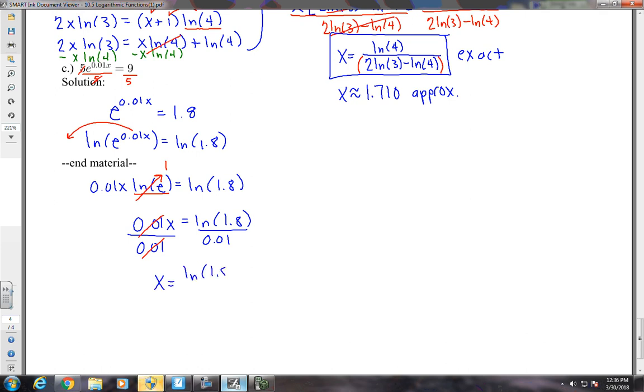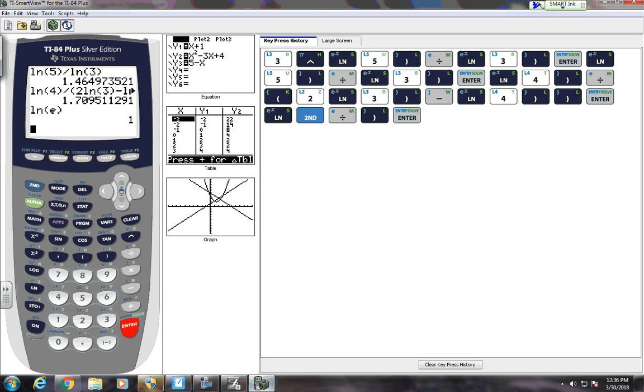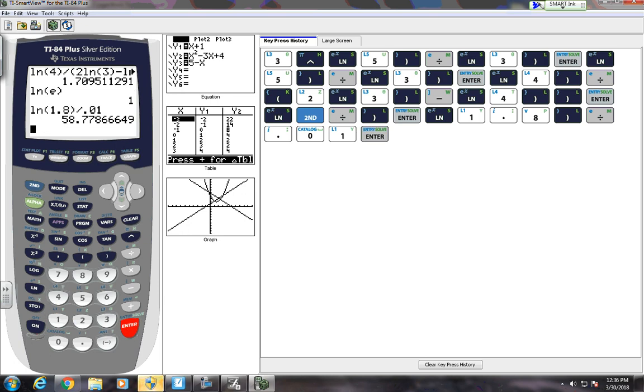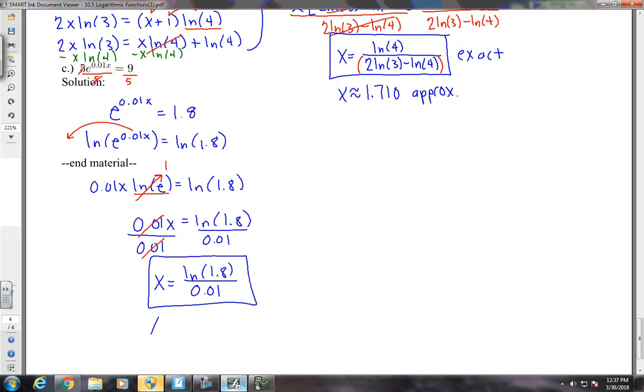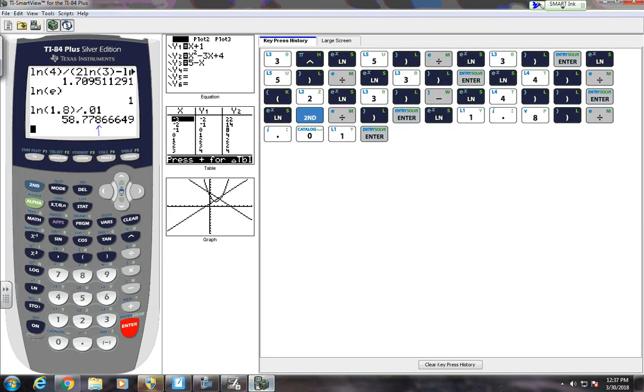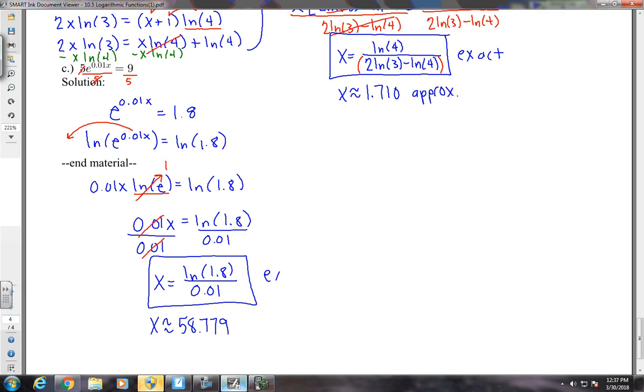X equals natural log of 1.8 divided by 0.1. We can also approximate this with the calculator. Natural log of 1.8 divided by 0.1, and we end up with, if we go to the nearest thousandth, 5.878. So our approximate value, 5.878. Do I remember that correctly? Yes. Okay, so that is our exact versus approximate.